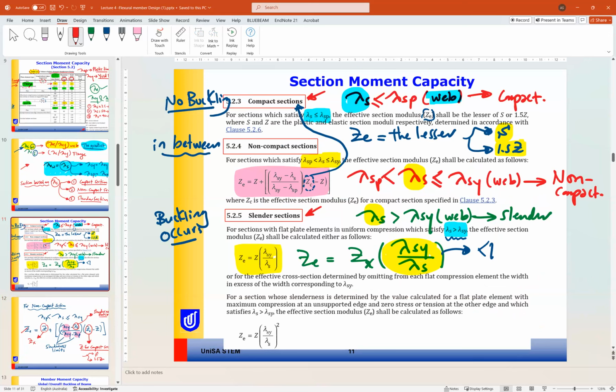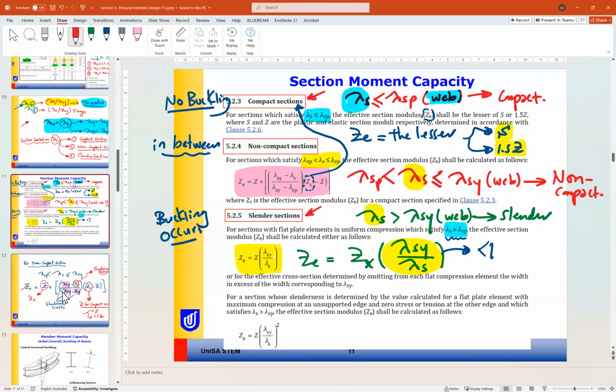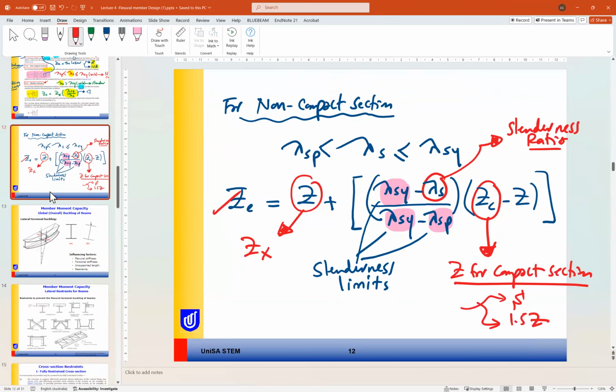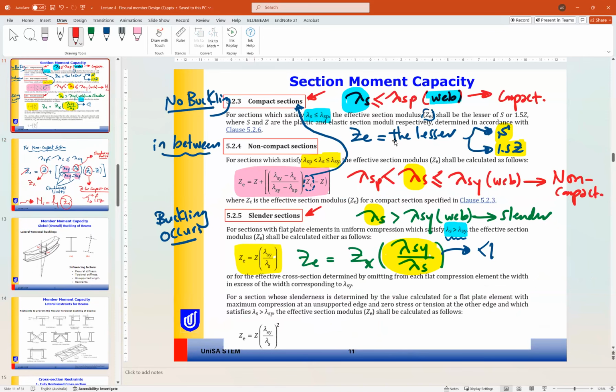Do you have any question about Z effective for this part? No? So after that, the final step will be, after you know Z effective for all the sections, Ms will be F yield times Z effective. So our problem in the section capacity was only to find Z effective. So Z effective will be one of these cases: case 1, case 2, case 3.